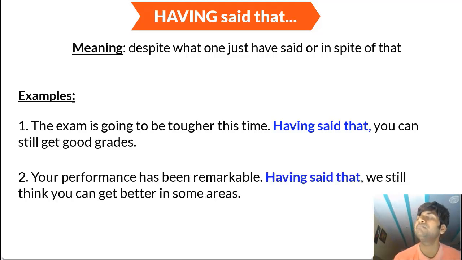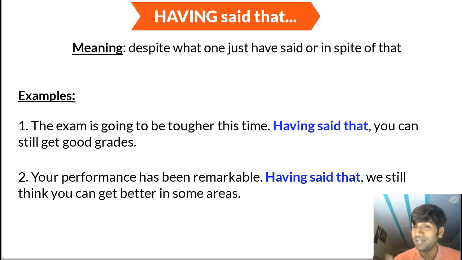All right. Another example. Your performance has been remarkable. I'm praising you, right? I'm giving you a reason to be happy, right? So this is very positive. Your performance has been great. It has been remarkable. Now, if I want to point out something negative after saying this, I'll do that using this expression. Your performance, man, has been remarkable. It has been great. However, having said that, we still think you can get better in some areas, right?